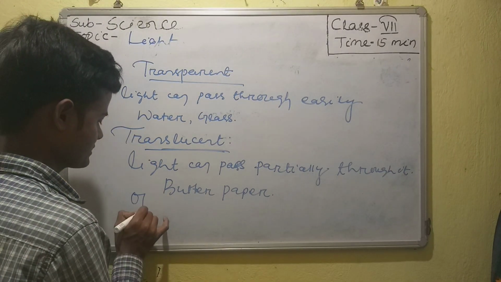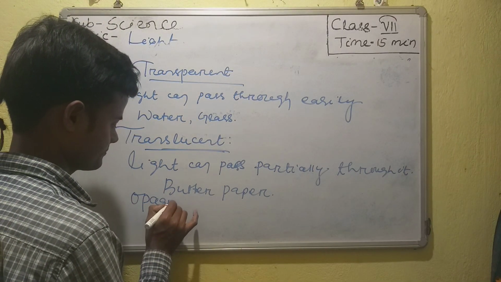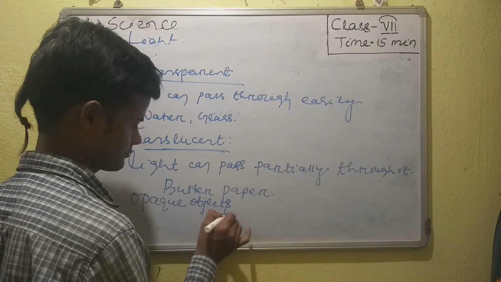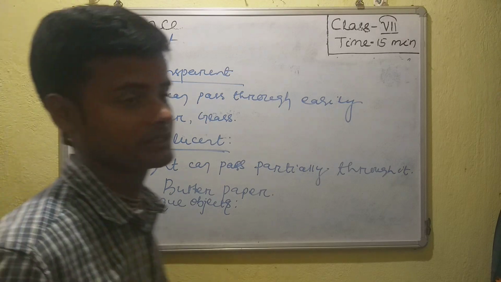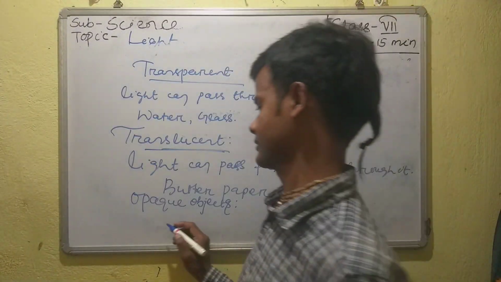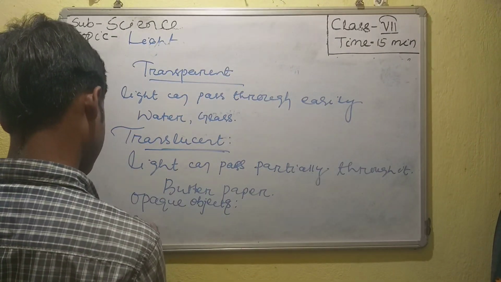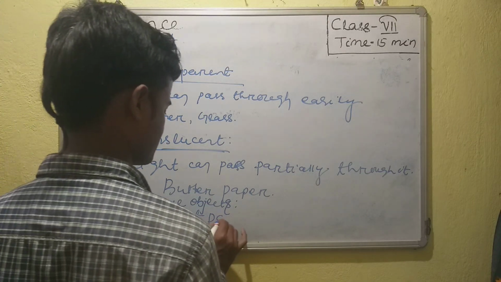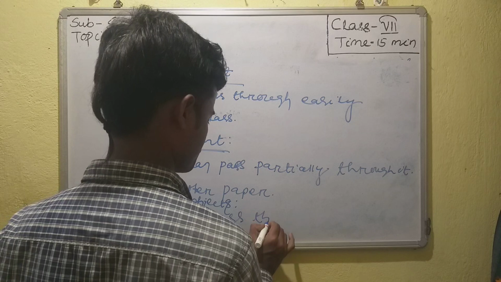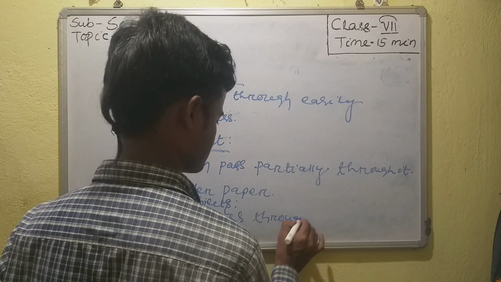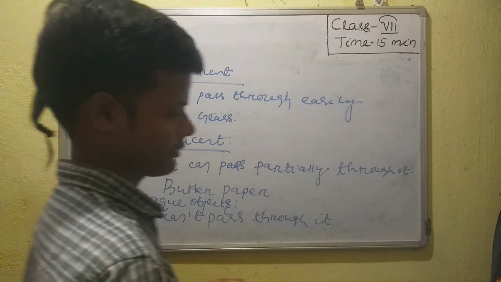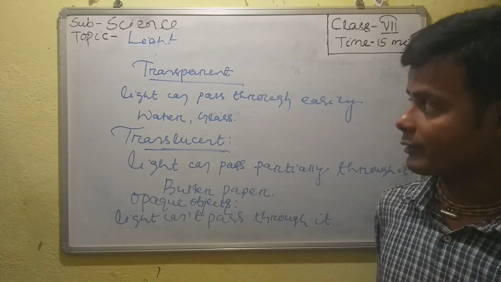And the last one is opaque objects. Objects through which light cannot pass, right? Light can't pass through it. This is an opaque object. So this is all about light.